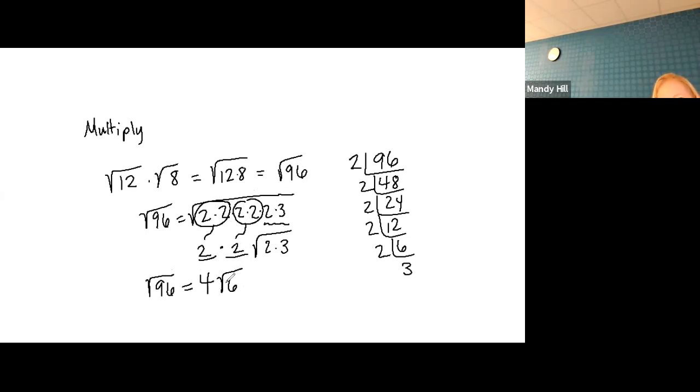So the first thing you're going to do when you see them and it's a multiplication problem, you go ahead and multiply the two numbers together, then you're going to simplify. So it's basically the same thing as we were doing before. We're just adding a little bit extra.